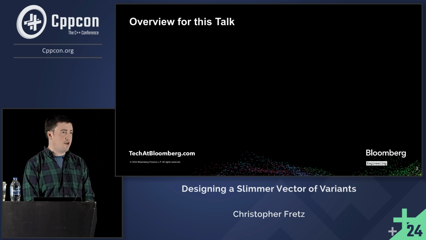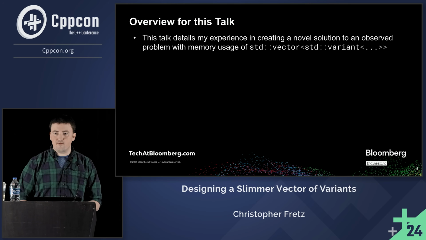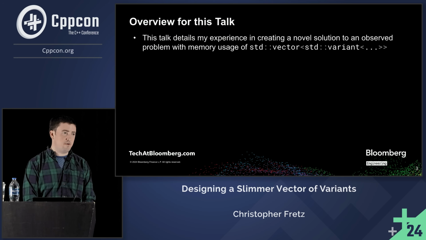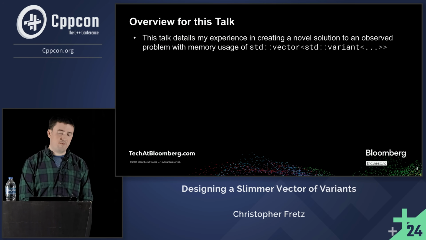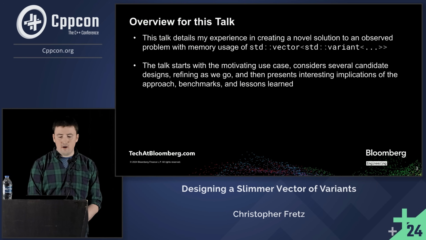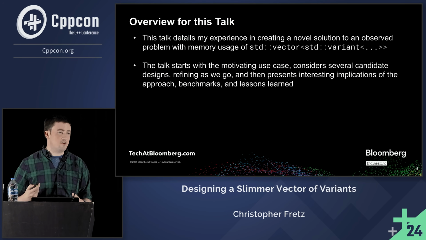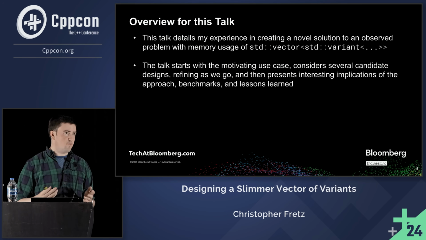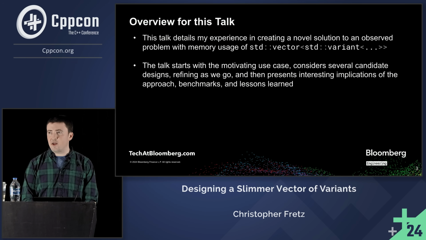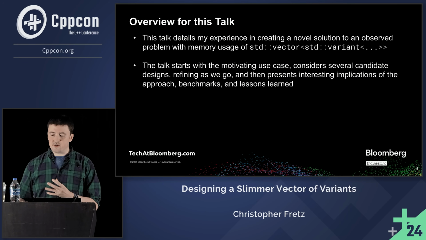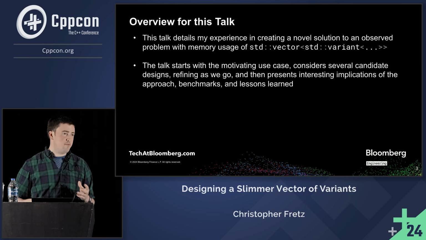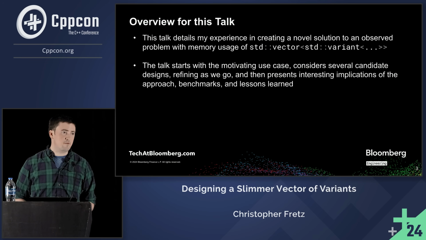Starting out with an overview for the talk. This talk details my experience in creating a novel solution to an observed problem with memory usage of std::vector of std::variant. It starts by discussing the motivating use case, like why did I take the time to do this? Then it considers several different candidate designs, incrementally refining and working towards an ultimate design. Then it presents interesting implications of the approach, benchmarks, and lessons learned from going through this process.